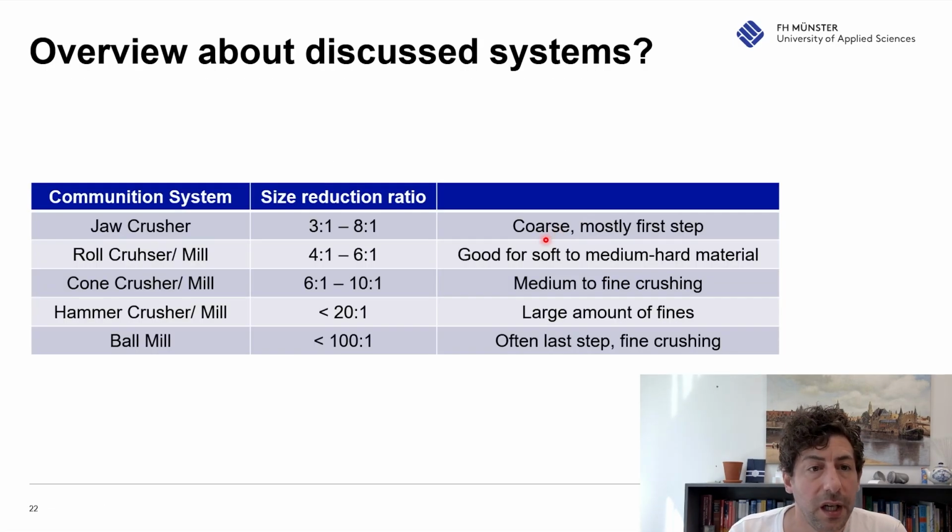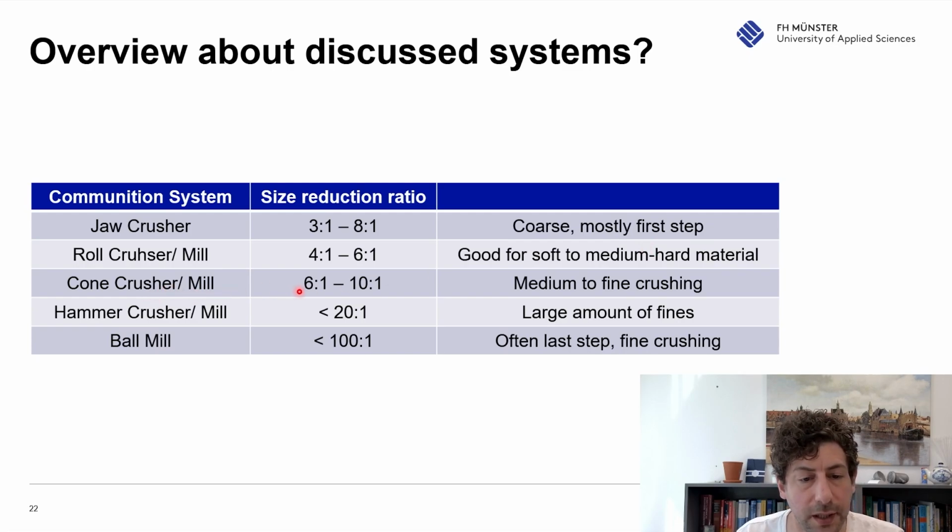Okay, so here I would like to give you a final overview of the discussed systems. So we have the jaw crusher with a size reduction ratio from 3 to 1 to 8 to 1, and they work with coarse materials, and they are mostly the first step. Roll crushers and mills have a little bit better size reduction ratio, 4 to 1 till 6 to 1, and they are good for soft to medium hard materials, wet materials, high throughput.